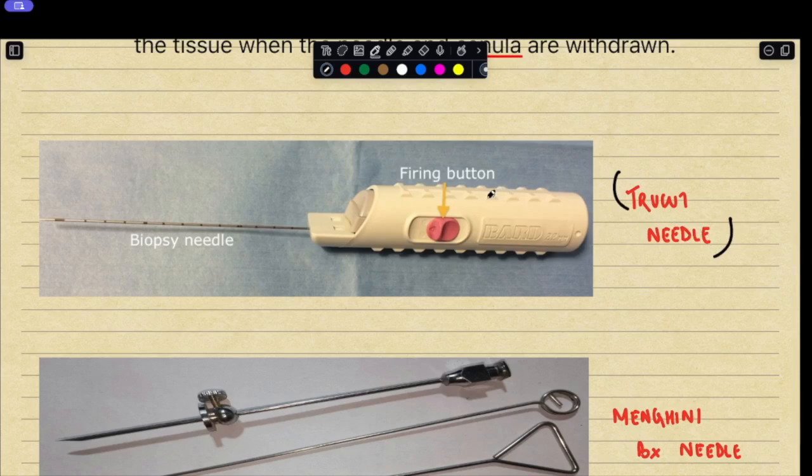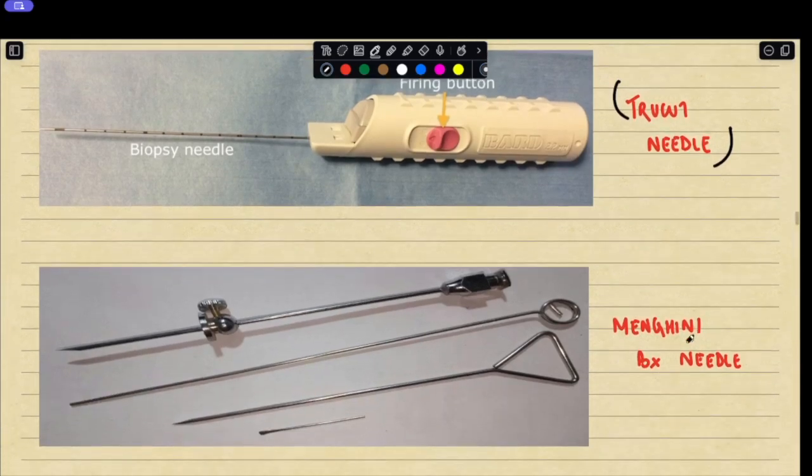Every institute has their own way of taking this liver biopsy. There are many different private companies, or many commercial varieties of this, so we just call it a true cut needle. And then you have the manganese needles, where a very important feature is that you have a trocar for setting the length of the cannula that will go inside. So you have this very important manganese needle.